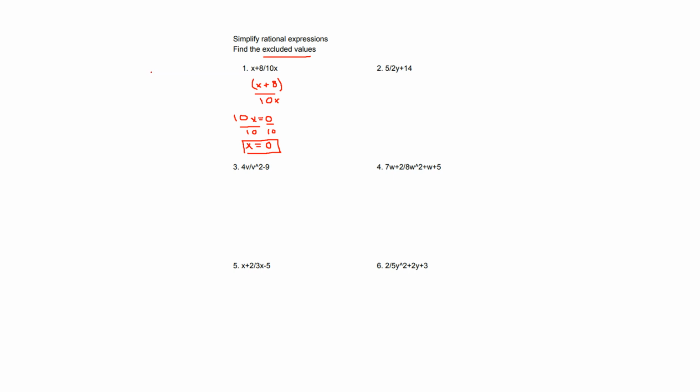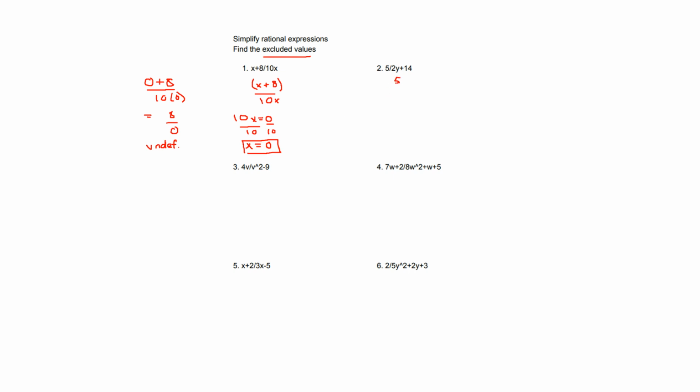And if you look, if we plug 0 into this expression, we have 0 plus 8 over 10 times 0. This is also equal to 8 over 0. We can't divide a number by 0, which means it's undefined. So this is why x equals 0 is going to be our answer for number 1.